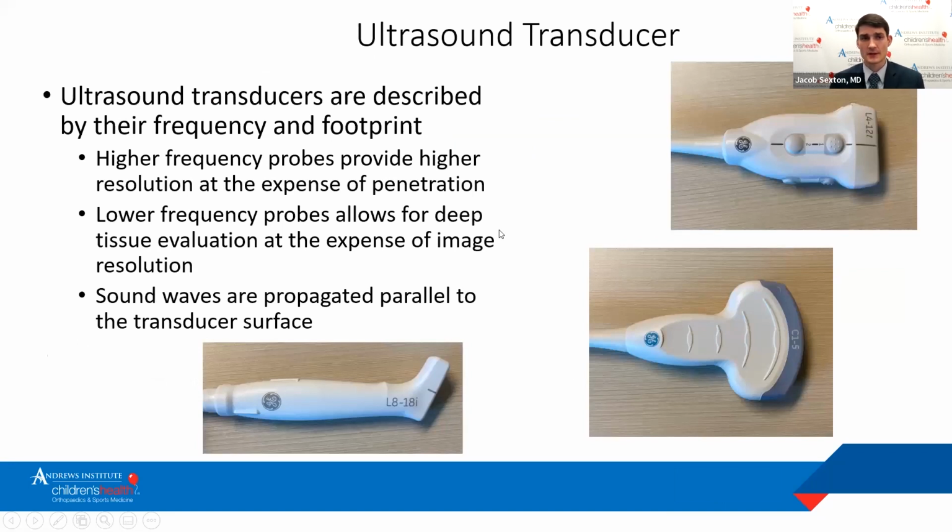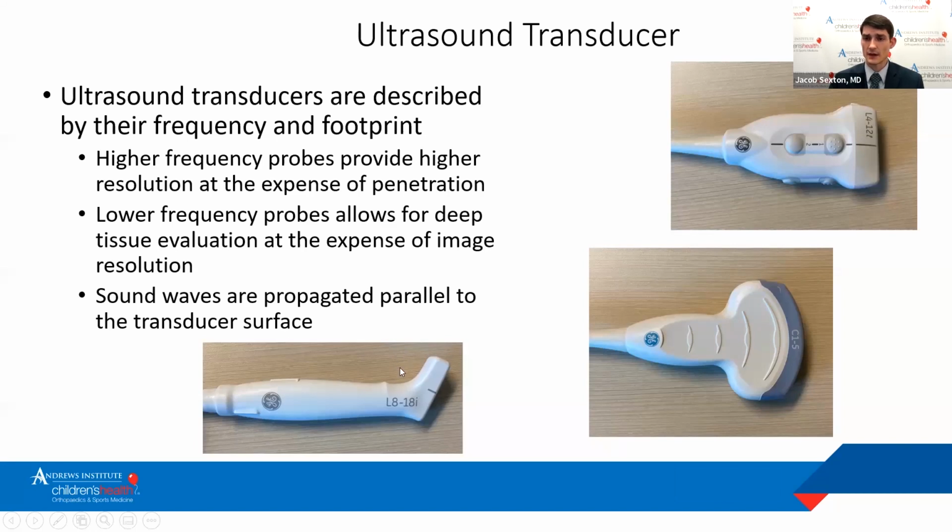Next we talk about ultrasound transducers. Ultrasound transducers are described by both their frequency and their footprint. Higher frequency probes are usually more linear in nature. They have a higher resolution, but they give up penetration. The top right image is a traditional linear transducer probe, and you can tell the frequencies by the numbers on it, such as this one's L4-12T, which demonstrates it has a frequency between 4 and 12. The bottom middle one, C15, has a frequency between 1 and 5.